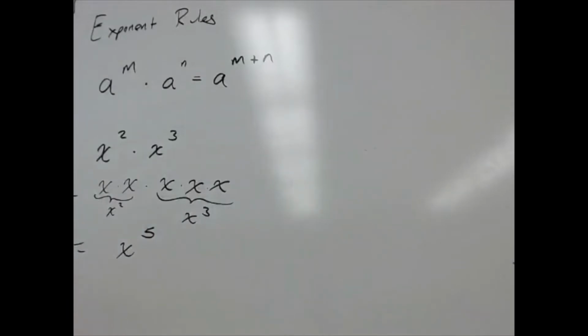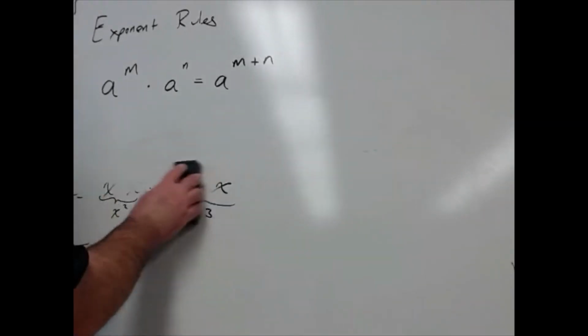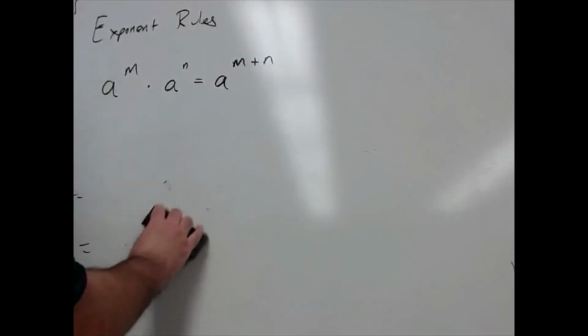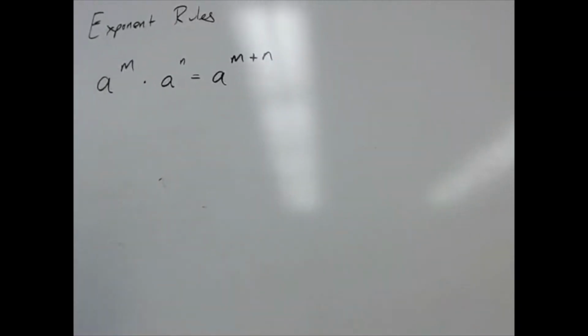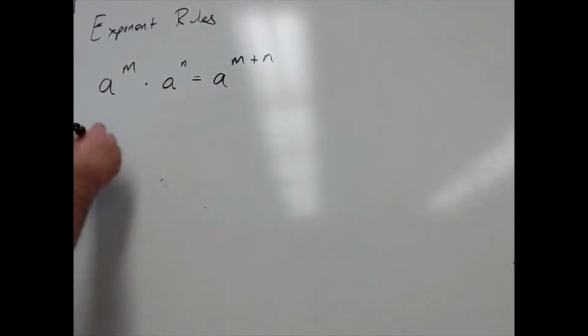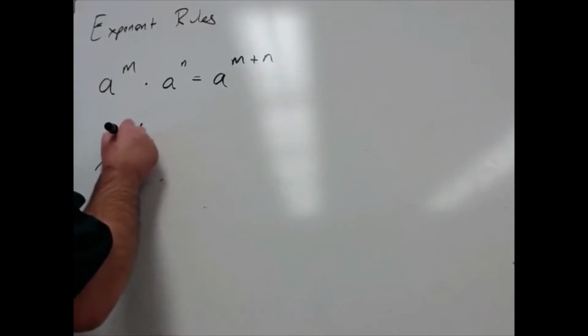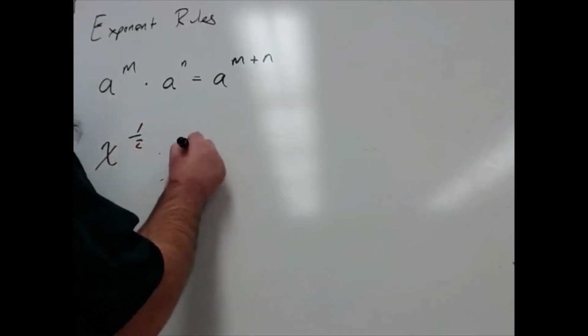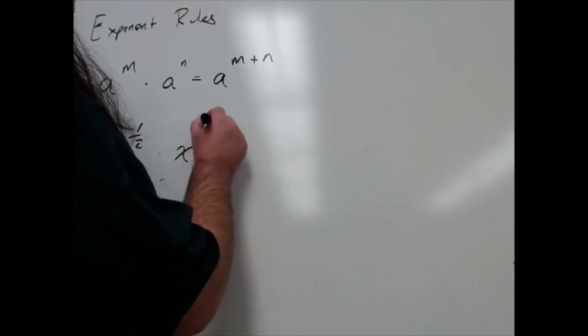Okay? So anytime you have a situation like this where the base is the same with different exponents and they're multiplied, all you need to do is add the two exponents together, no matter what they are. So let's look at another example of that in action. How about let's make the numbers not as nice this time. Let's say we have x to the 1/2 times x to the 2/3.